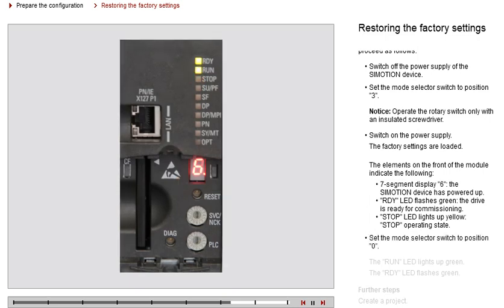Then, set the mode selector switch to position 0. The Simotion device has been restored to its factory settings and is ready for commissioning. You can now start with the configuration in Simotion Scout TIA.